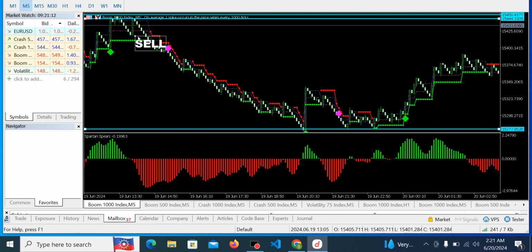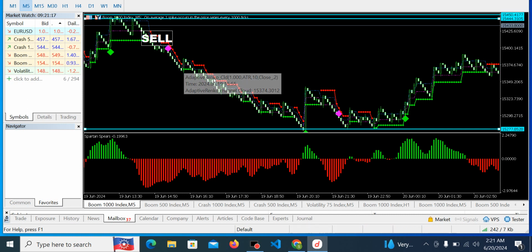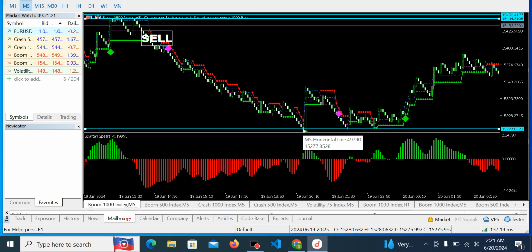So all you need to do is place your sell signal around there, and of course you will be able to milk the markets along the trend, till it gets to this support zone.